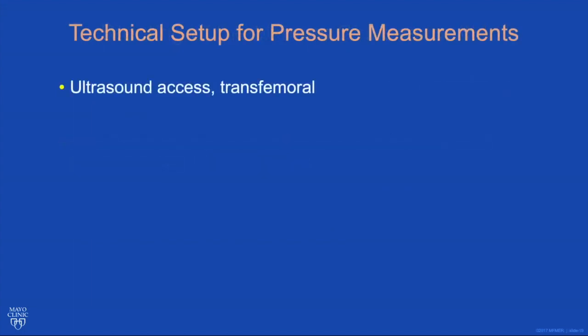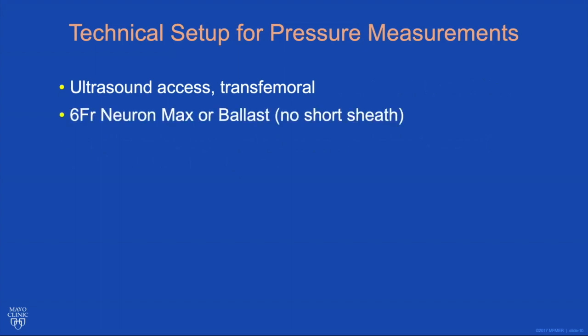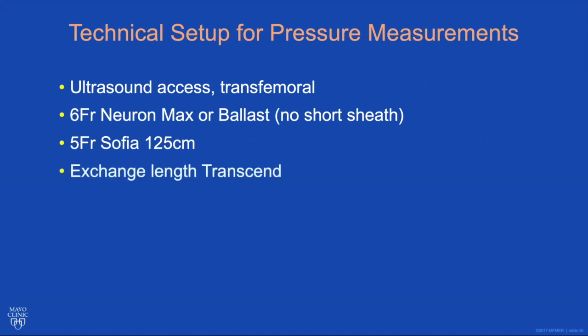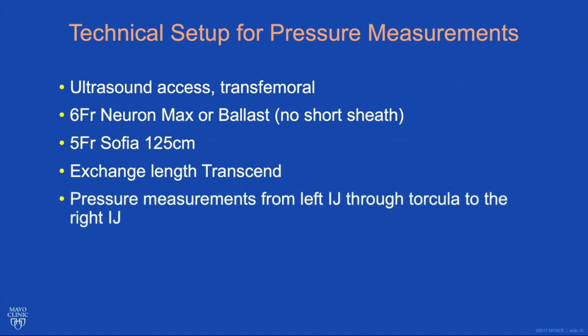So what's our technical setup? Transfemoral access, with ultrasound. We use a 6 French Neuron Max or Ballast. We insert it primarily, no short sheath. Then we use a 5 French Sophia, 125 centimeter, for the pressure measurements, and advance that over an exchange length Transcend. And we get pressure measurements throughout the whole venous sinus system if we can, from the left IJ through the torcula and then to the right IJ.